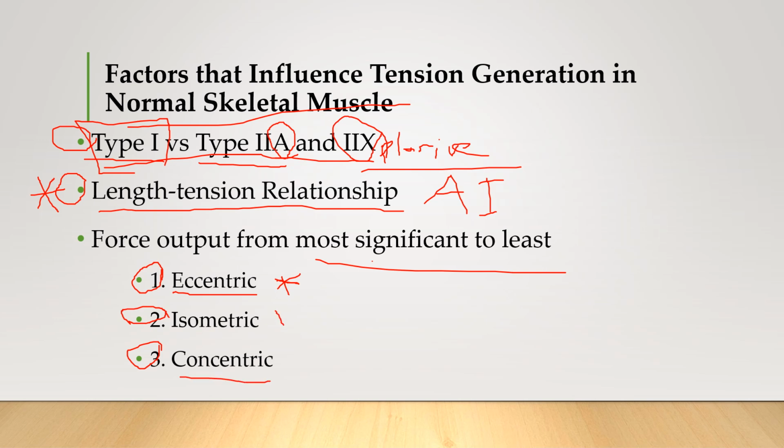Okay, and then with isometric, remember that this is where we don't see any joint movement, but the muscle is contracting. So we can really, again, much like eccentric contractions, hold a lot of weight. We can hold more than we can lift while shortening our muscles. So this is kind of why you see these different force outputs with these different types of muscle contractions.